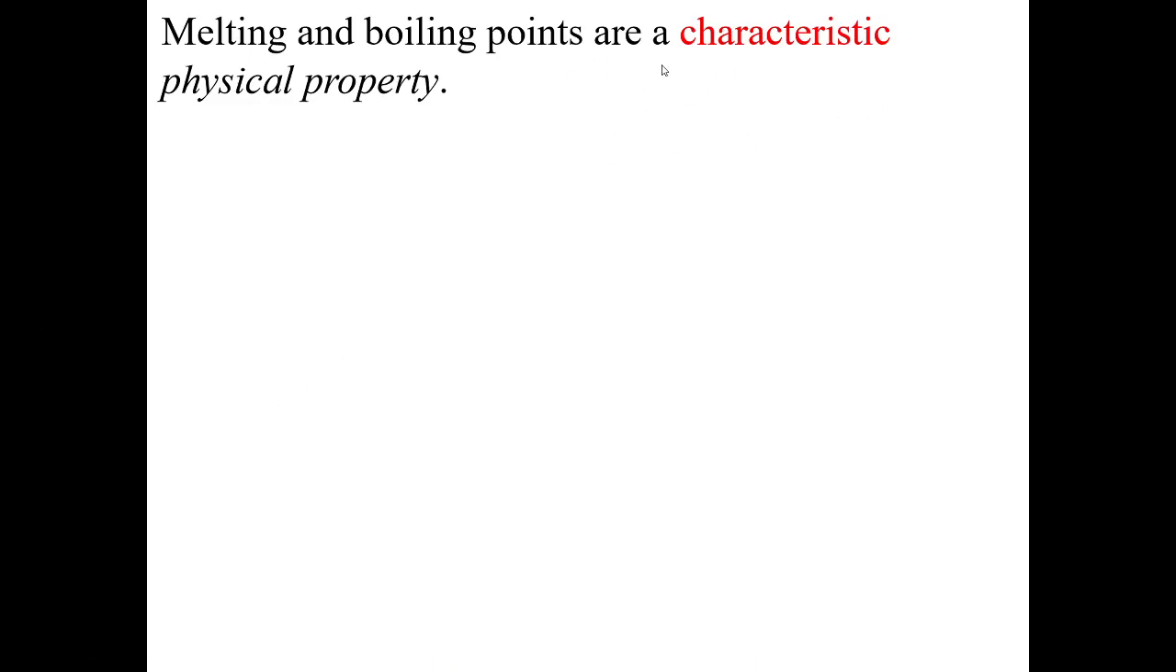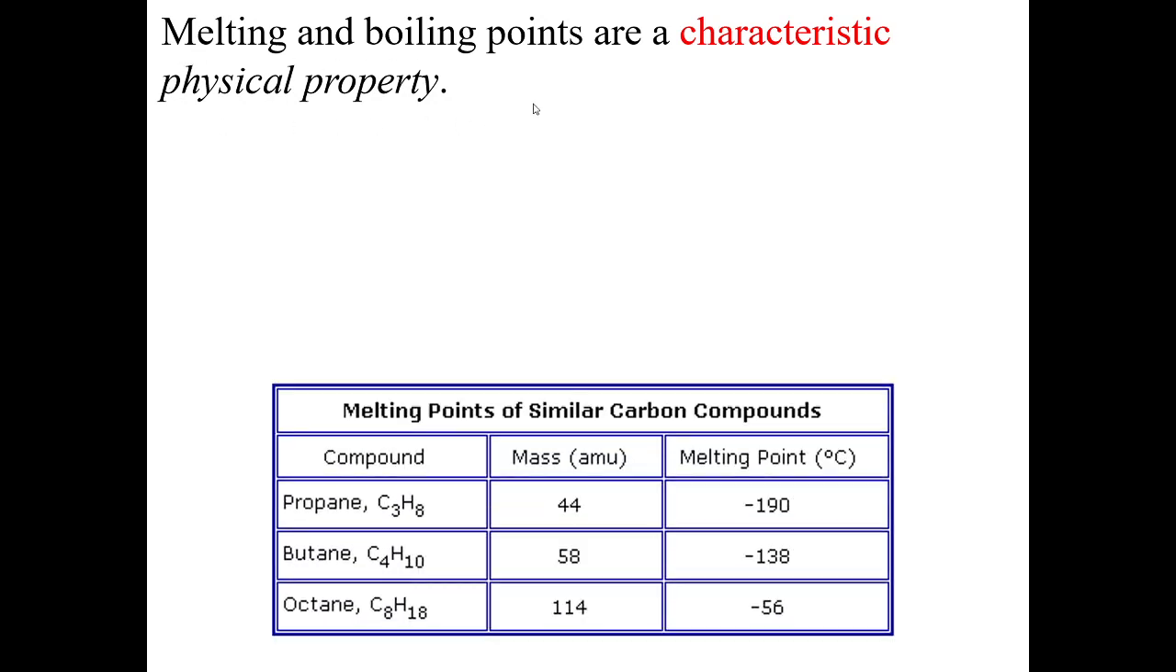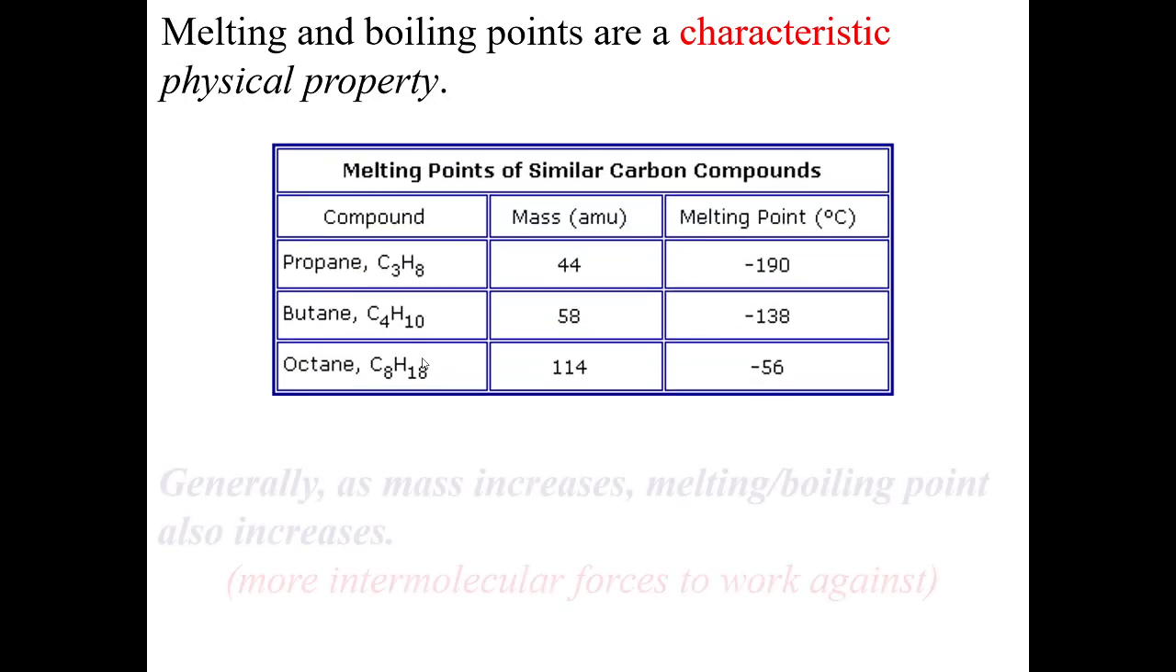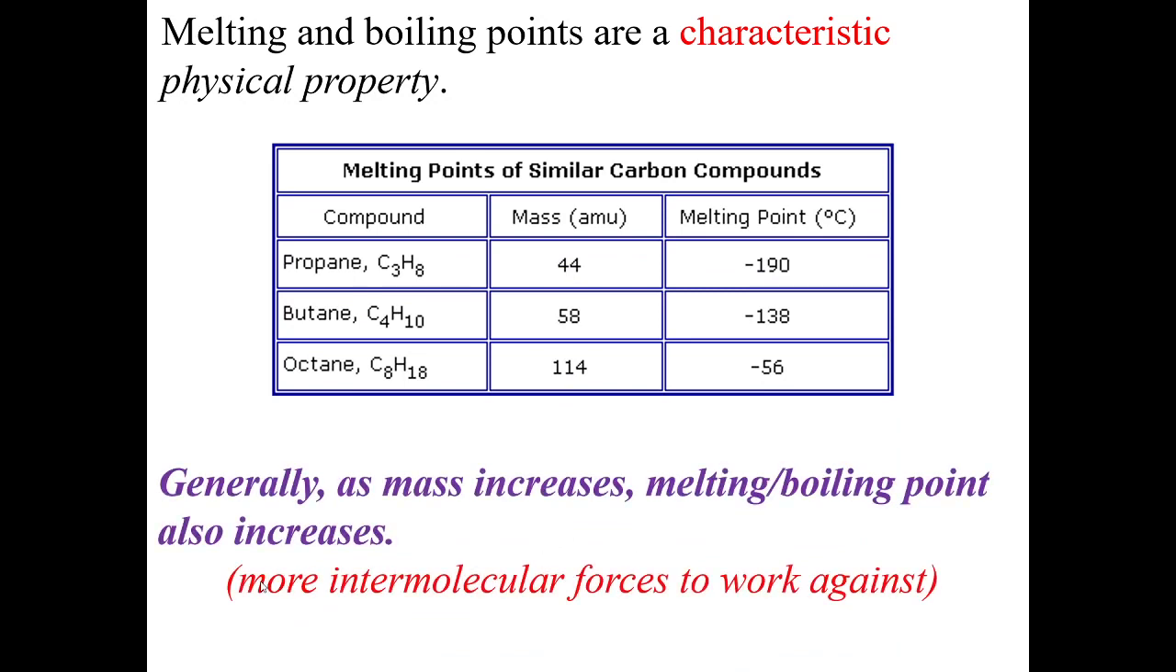So whatever the case, I was getting at that melting and boiling points, they're characteristic physical properties. They are unique. They are fingerprints of substances, and that is because molecules are all different sizes and they have different intermolecular forces. So if we look at these 3 examples here, you've got propane, butane, and octane.